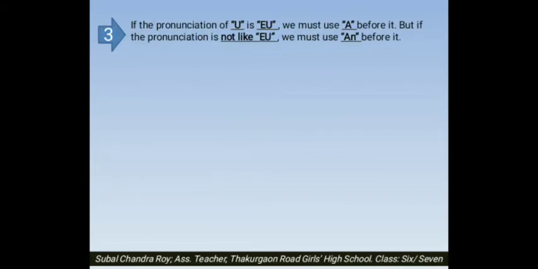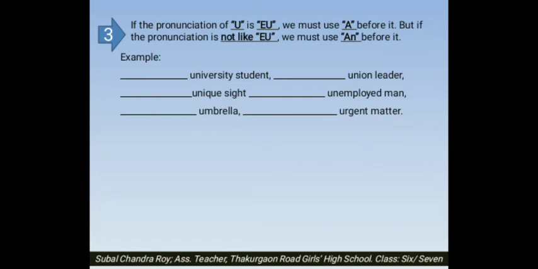Rule number 3. If the pronunciation of "u" is "yu", we must use "a" before it, but if the pronunciation is not like "yu", we must use "an" before it. If you understand these rules, we can fill the gaps. Example.